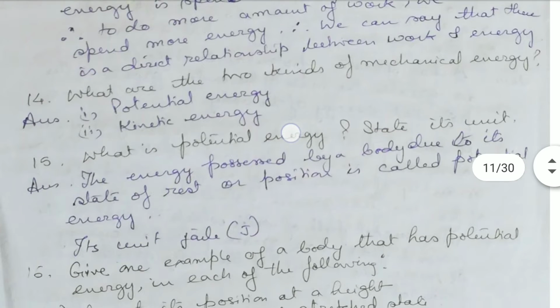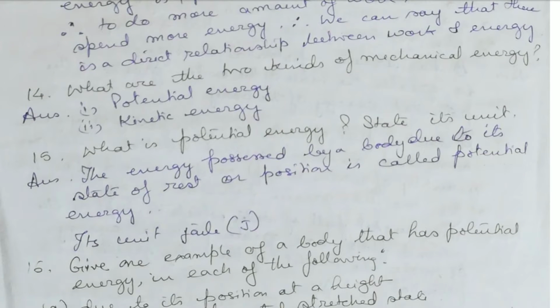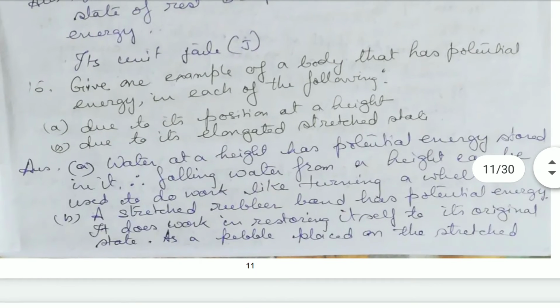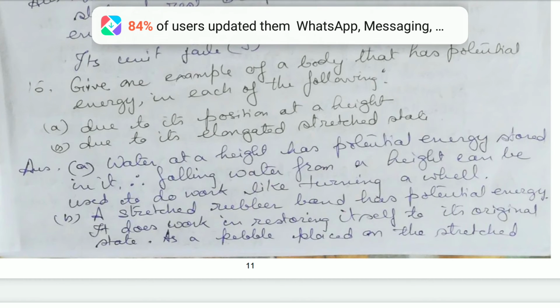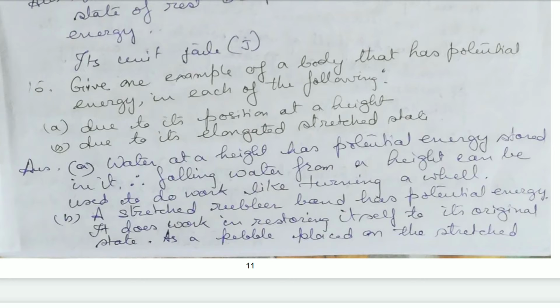Then what are the two kinds of mechanical energy? Potential energy and kinetic energy. What is potential energy? State its unit. The energy possessed by a body due to its state of rest or position is called potential energy. Its SI unit is joule, again, capital J.